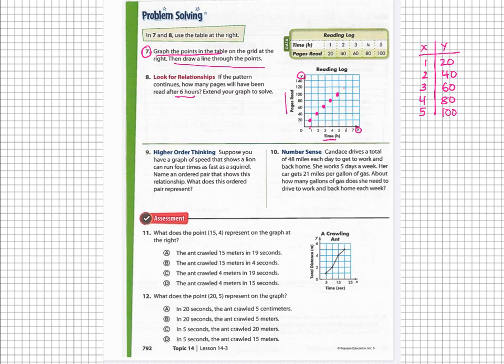So that means for 6, if we go here, it's 120. So we extended our graph to solve this. And you, of course, are going to draw this line all the way through like that. Okay? And after 6 hours, it would be 120 pages read. Okay. And I told you did not have to do these ones.